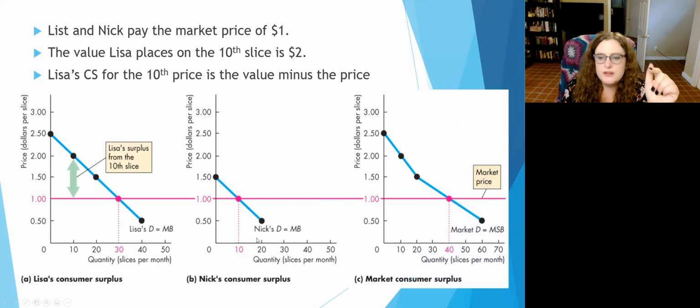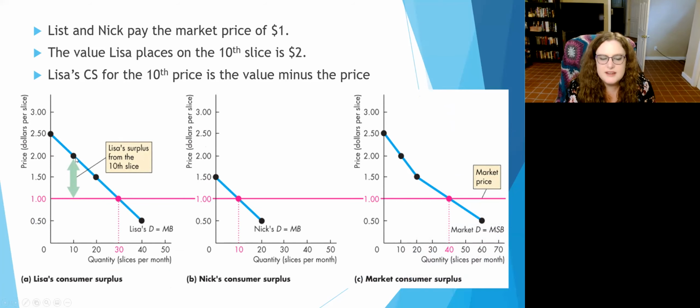So from here, I give you an example of Lisa and Nick that you can follow along with if you want to. If the price of pizza is $1, well, we see that the two people act kind of differently. For Lisa, at $2.50, she wouldn't be willing to pay for any pizza.